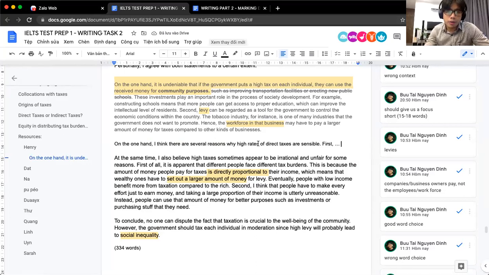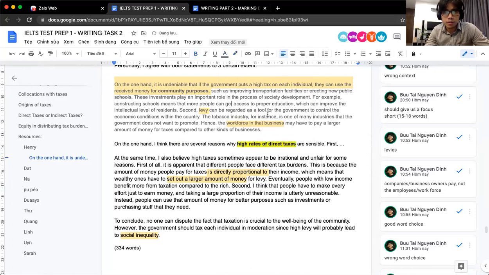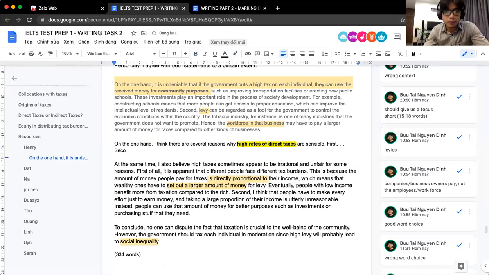So I paraphrase. Instead of repeating that, the term for it is called direct taxes. And instead of saying take a large proportion of people's incomes, I paraphrase it by saying high rates. So it is a topic sentence. For the whole paragraph, we're going to focus on why it is sensible. It is a sensible thing to do. And we should have two ideas, first and second, and that's it.